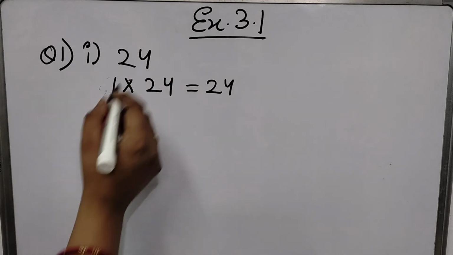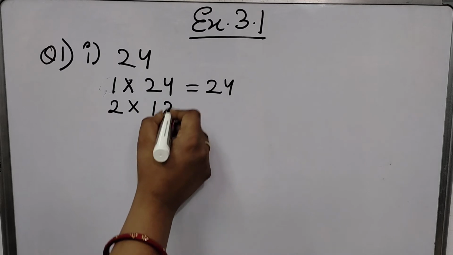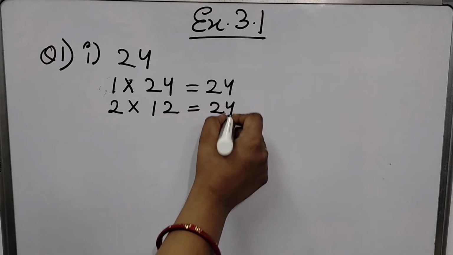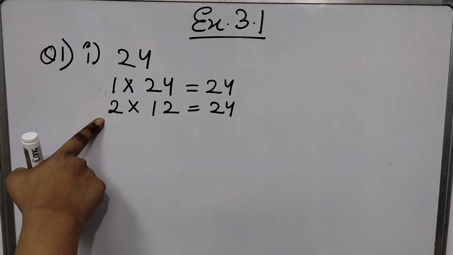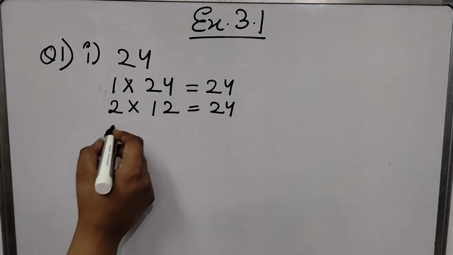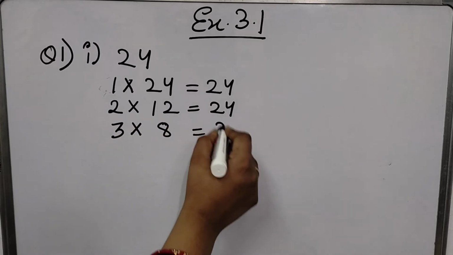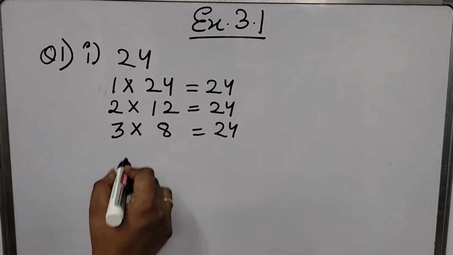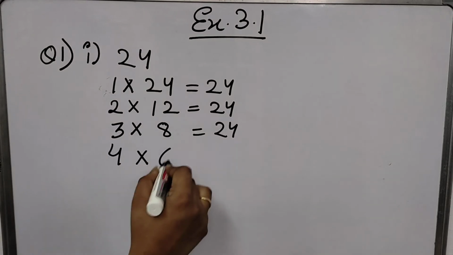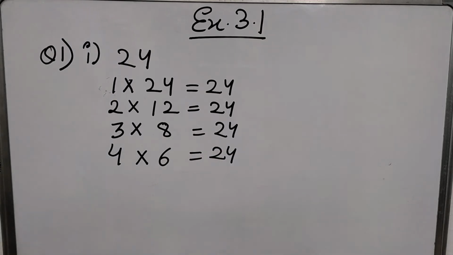Then we can divide 24 with 2 also. So we will write 2 multiplied with 12, it is again 24. So this 1 is the factor of 24, 2 is a factor of 24. If we multiply 3 and 8, we will get our answer as 24. So this 3 is again factor of 24. If we multiply 4 and 6, answer is 24. 4 is a factor of 24 then.